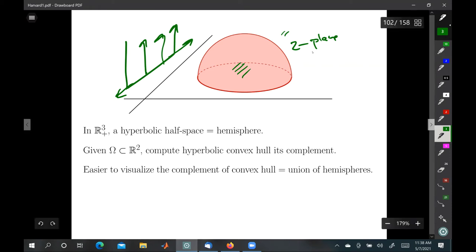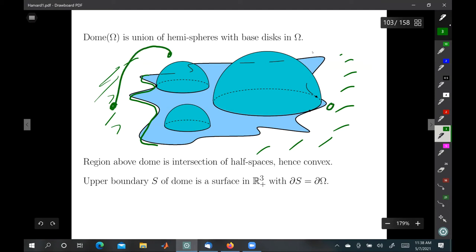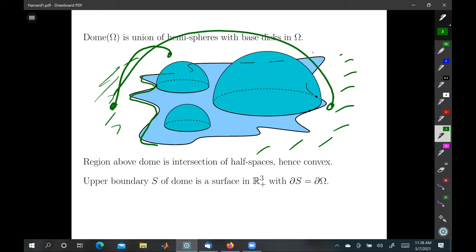Now I'm interested in taking the convex hull of a plane domain. So if I have a curve in the plane, I'm going to take the convex hull of the outside, okay? And one way I could do that is by taking all the pairs of points on the outside and joining them by geodesics and seeing what I get. That tends to be a little bit messy.